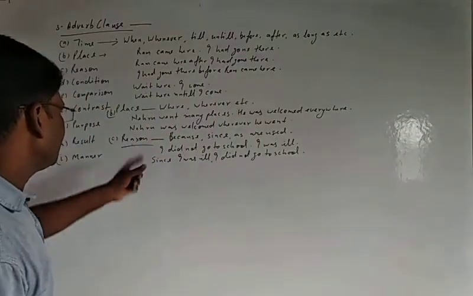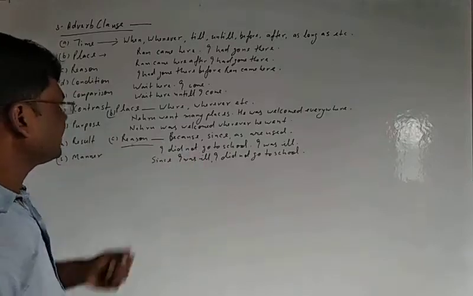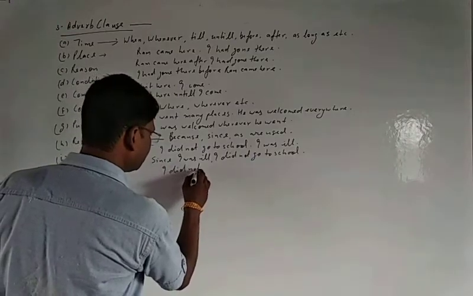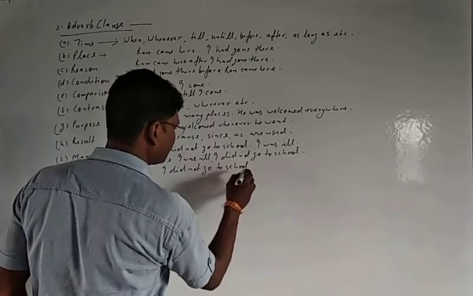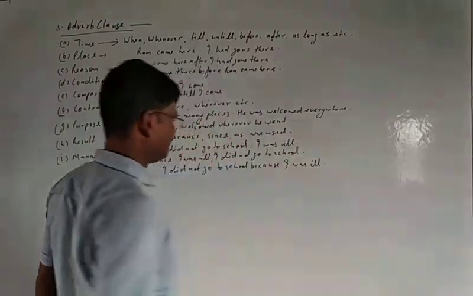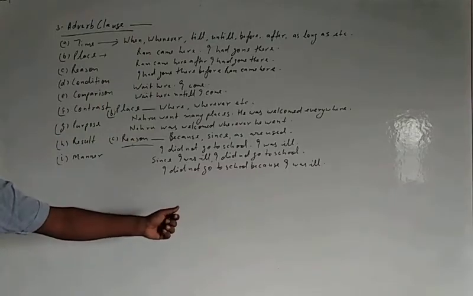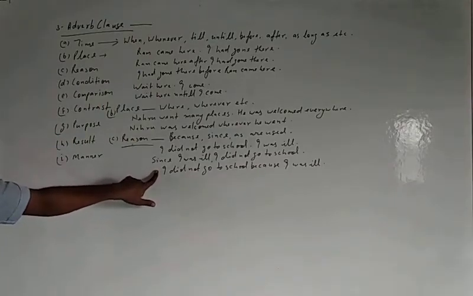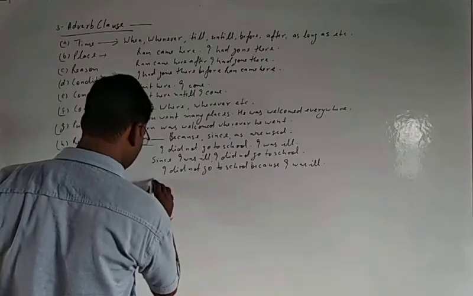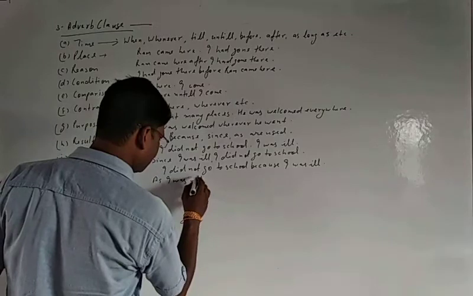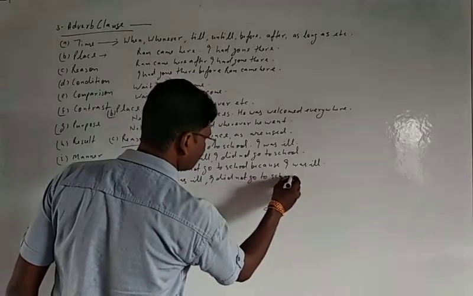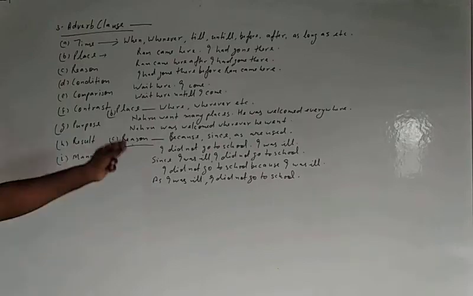Here since is used. If you want to use because, you will have to put the same sentences in a different structure. How? See here, I did not go to school because I was ill. If you want to use as, it will be put in the same place where since is put. That means as will be put in the beginning and I was ill after that. How? As I was ill, I did not go to school. This was the example of reason.